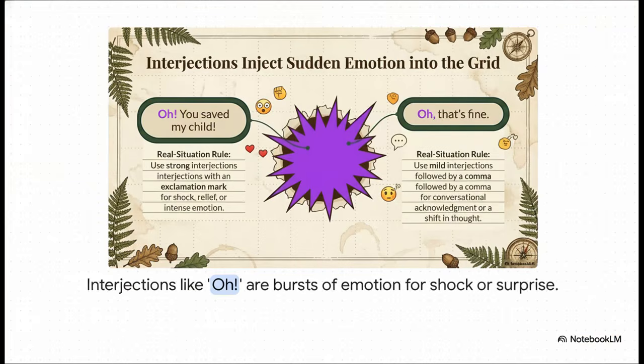These little bursts of feeling are called interjections. They are sudden shouts of emotion. A strong interjection like, oh, with an exclamation mark shows shock or surprise. A milder one like, oh, with a comma, is used more for a quiet thought.